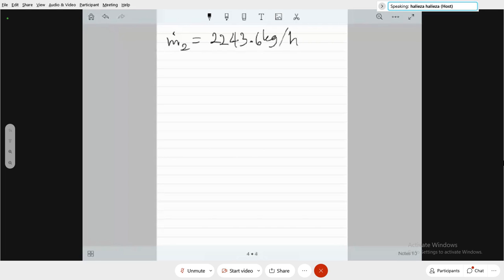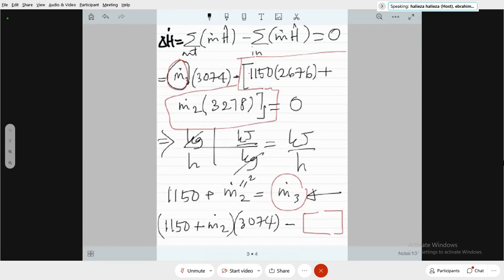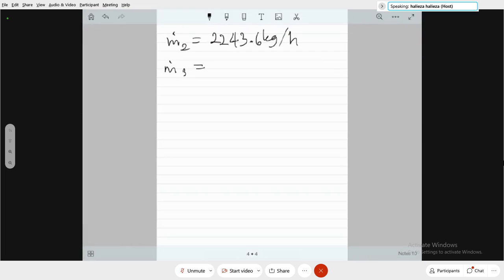How about M3? You substitute that value of M2, 2243.6, inside this equation. Once you substitute that, what is M3 then? What's the answer for M3? 3393.6.